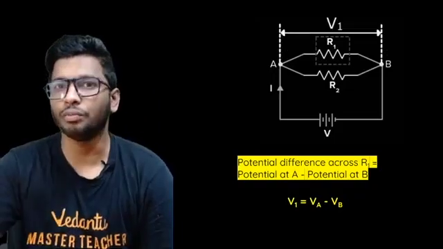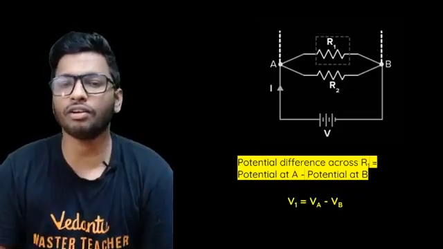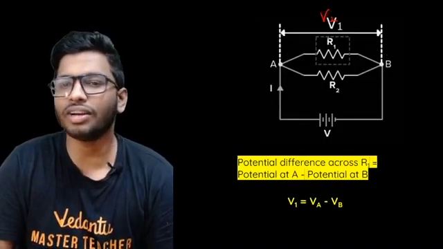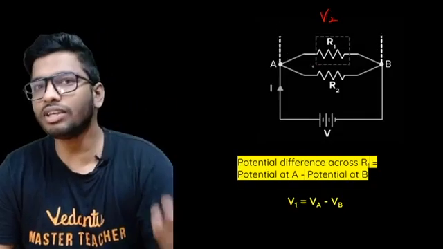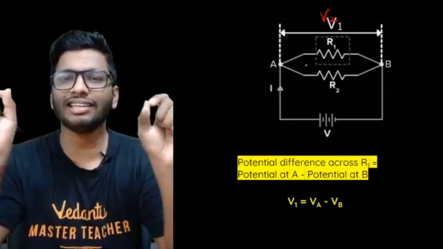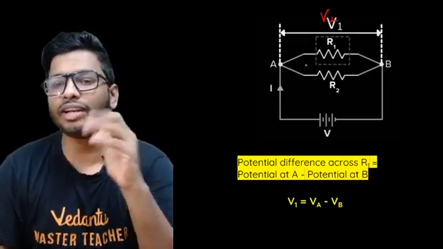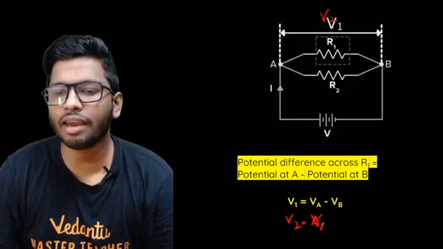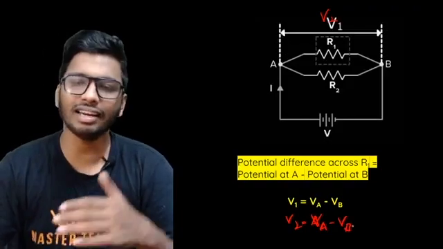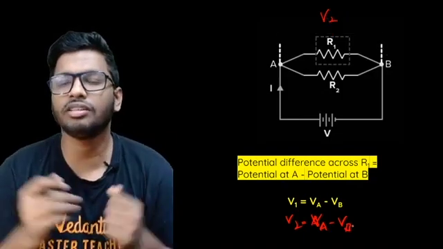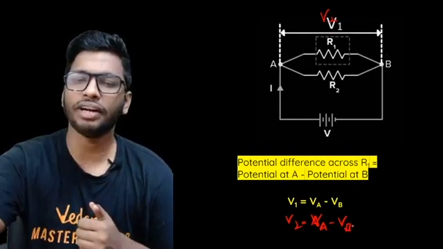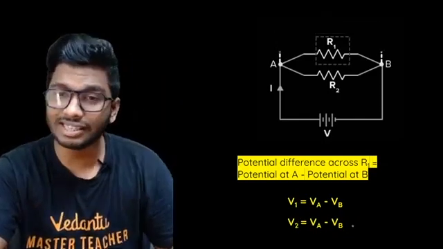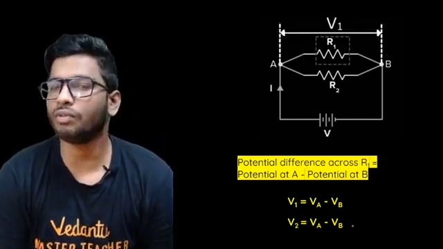Now to find out for R2, the same exact thing. If I want to find out what is the potential across R2, I'll take that as V2 instead of V1. And that is also exactly the same thing because it is again connected at those 2 points itself. So V2 also will be equal to VA minus VB because they are both meeting at the same point. The potential difference across R2 would also be the exact same. So V2 is equal to VA minus VB.